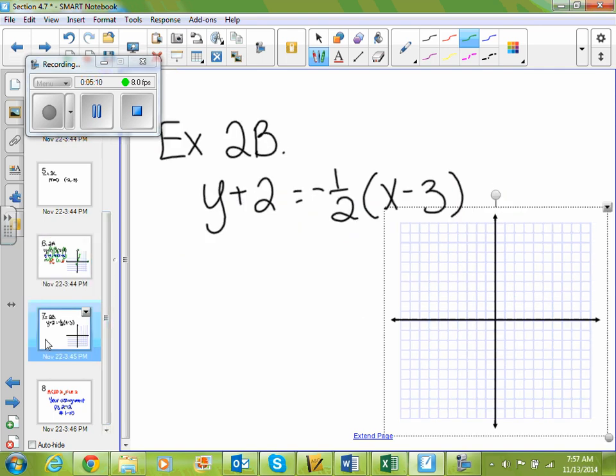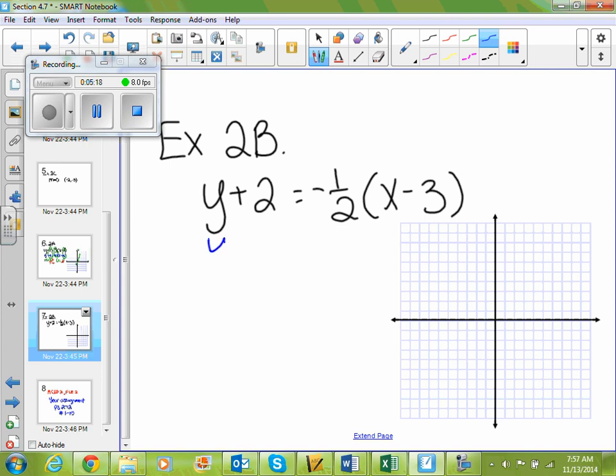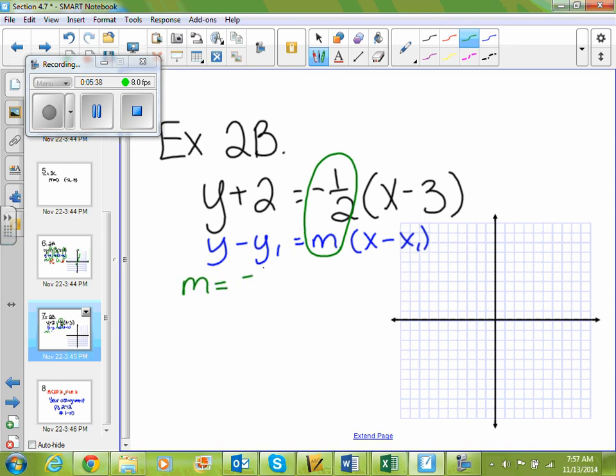Okay, one more. If I look at y plus 2 equals negative 1/2 times x minus 3, I know that my point-slope form of a line is y minus y1 equals m times x minus x1. So I start grouping. I know that my m is equal to negative 1/2. I know that my x1 is equal to 3. And I know that my y1 is equal to this 2.